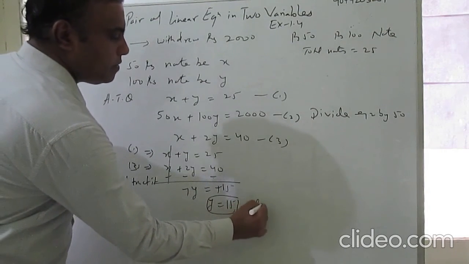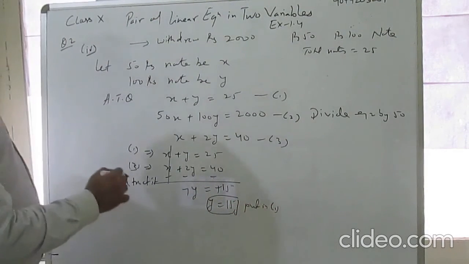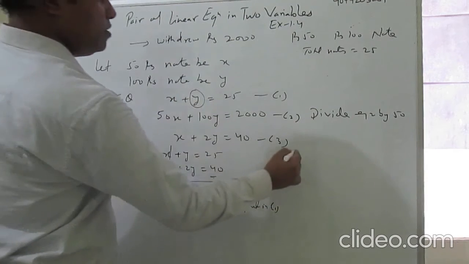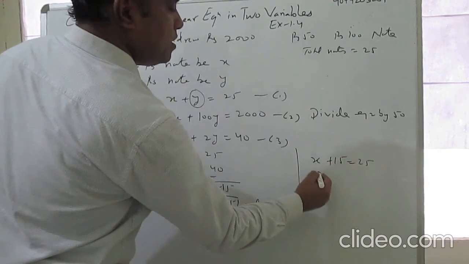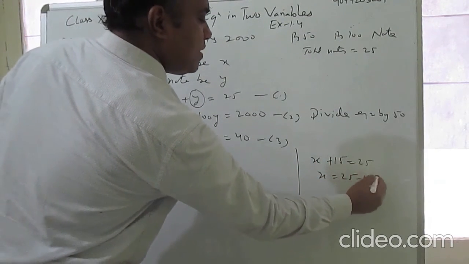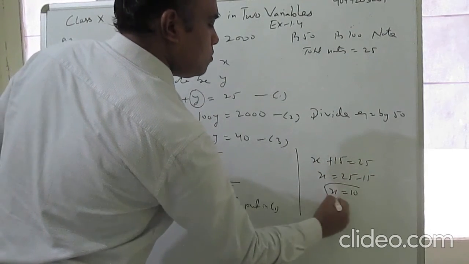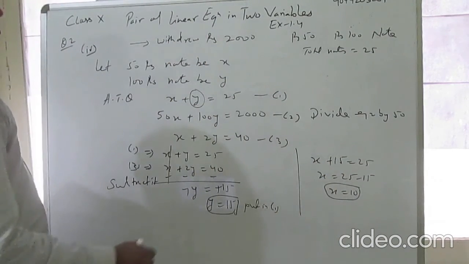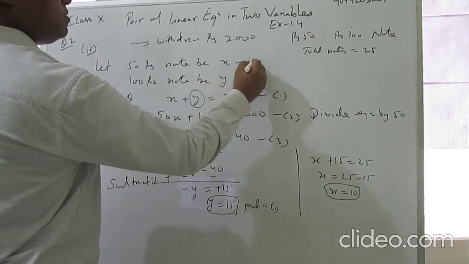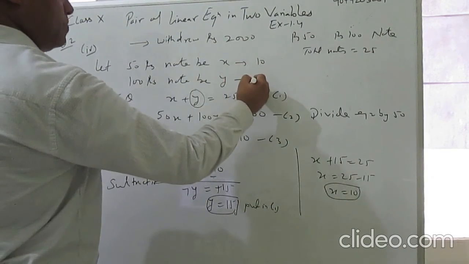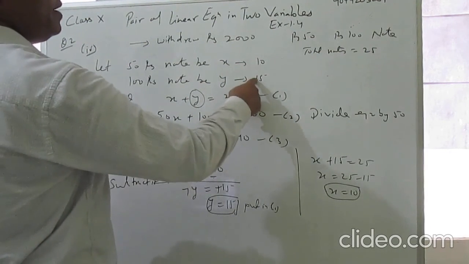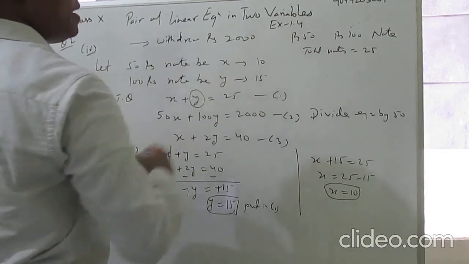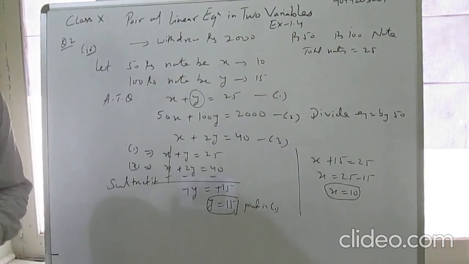Put in 1. Y को यहाँ रख दीजिए. So x plus 15 is equal to 25. So x is equal to 25 minus 15. x is equal to 10. So notes of x be 10, notes of y be 15. So 15 into 100 is 1500 and 500, it is 2000.